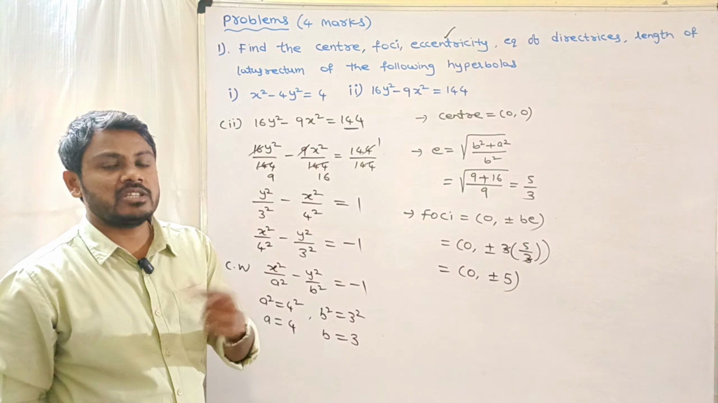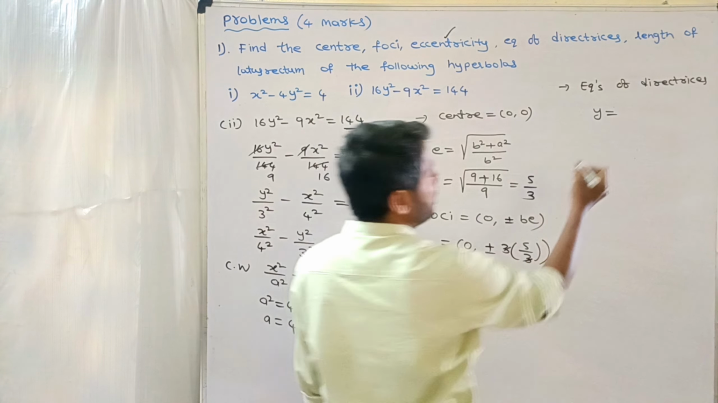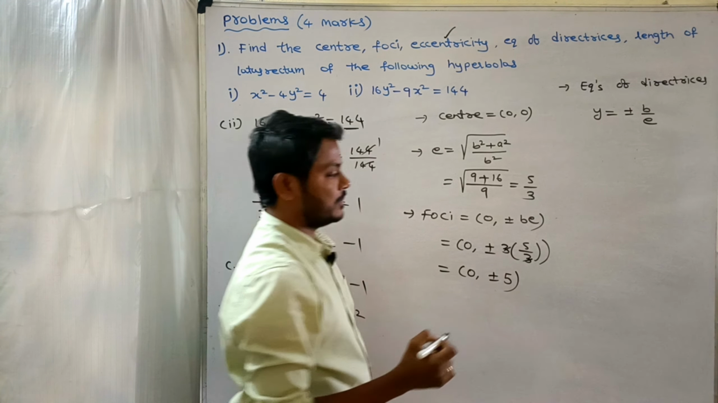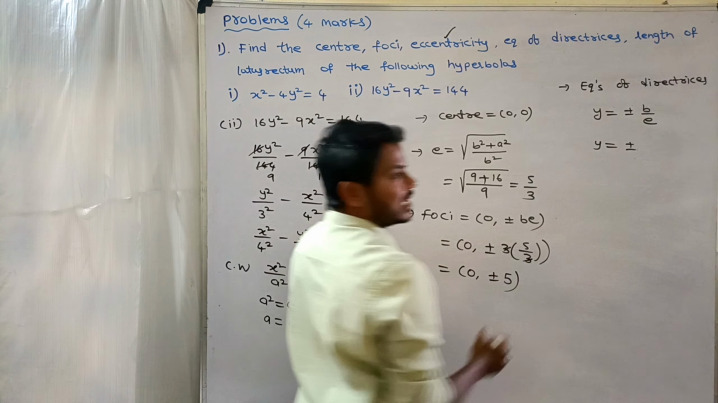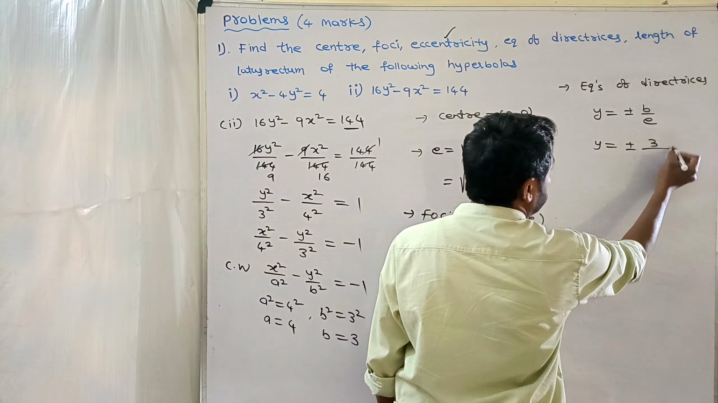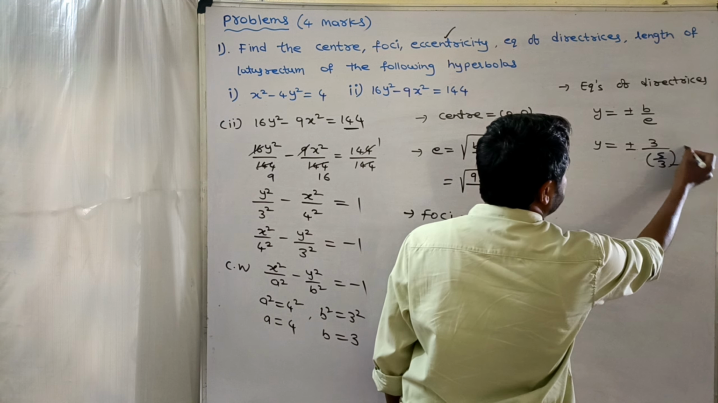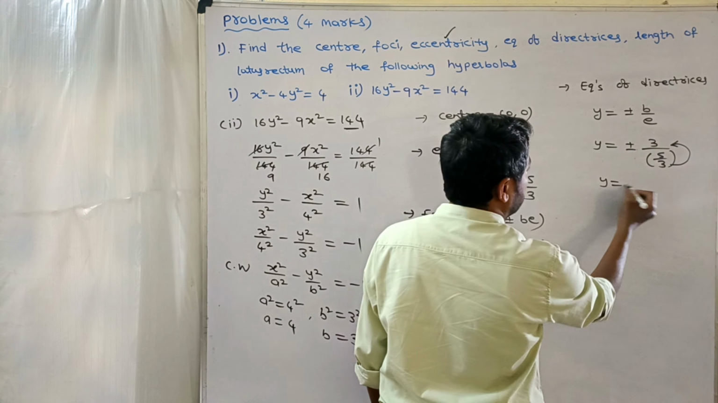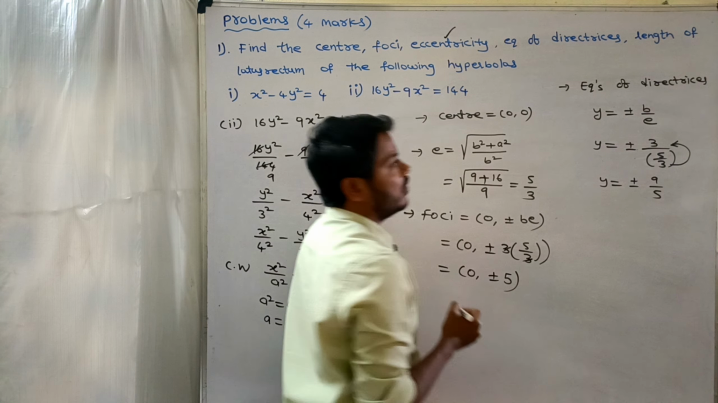Next you can find the equation of the directrix. We know that this formula is y is equal to ±b by e. Okay, so y is equal to ±, what is the b value? 3 divided by e. e is what? 5 by 3. This 3 goes to the numerator. Clearly y is equal to ±9 divided by 5.